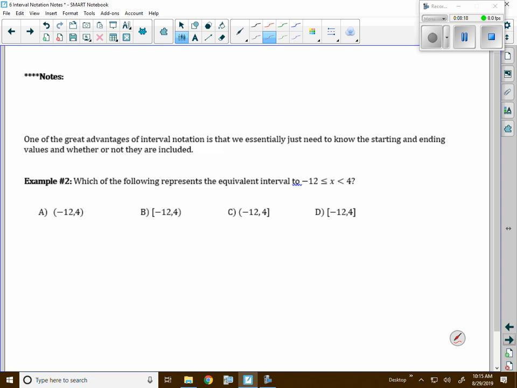So if you look at example 2, it says which of the following represents the equivalent interval. So if we look at negative 12, it is going to have a bracket because of that equal to. If we look at 4, it is going to have a parenthesis because it's just a less than. So if we look down here, ours will match up to letter B. Negative 12 to 4, but that negative 12 is included because it has a bracket that has that equal to symbol.